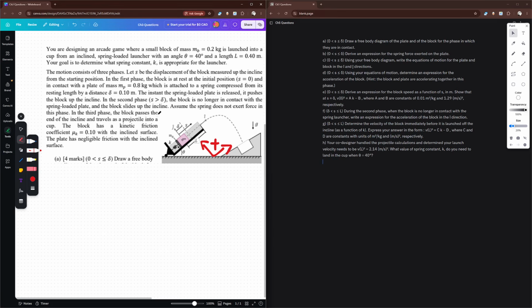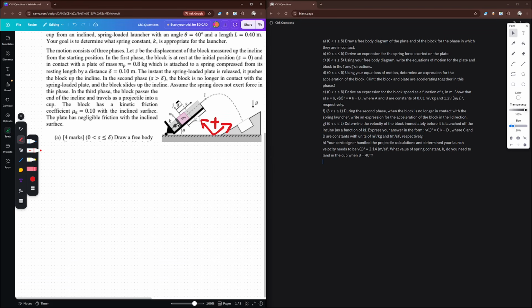In the third phase, the block passes the end of the incline and travels as a projectile. So that's this phase. 3 here is projectile motion into a cup, and the cup is here. The block has a kinetic friction coefficient mu_k equals 0.1 with the inclined surface. Negligible friction for the plate. Okay, so now onto the question.